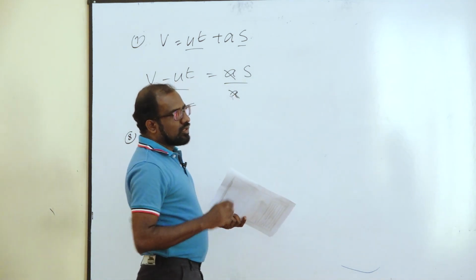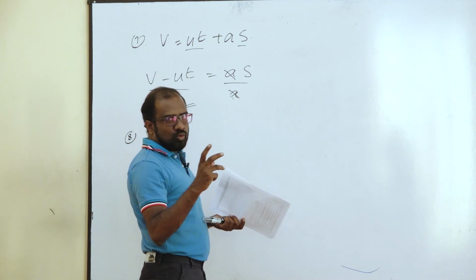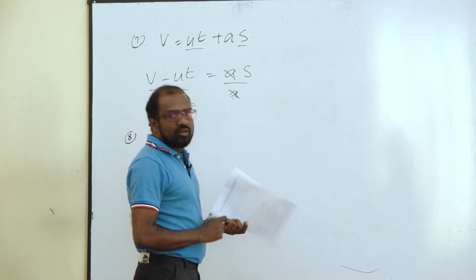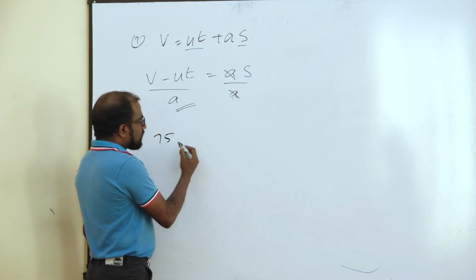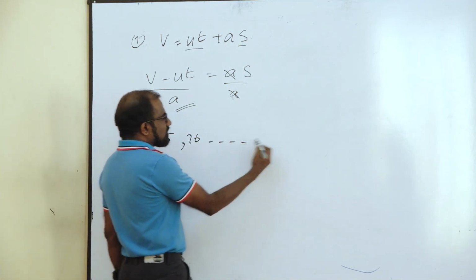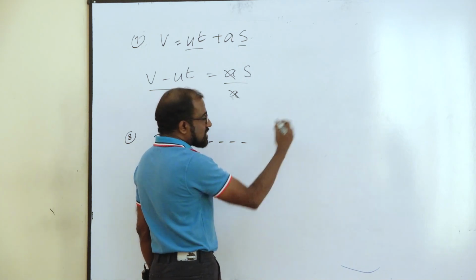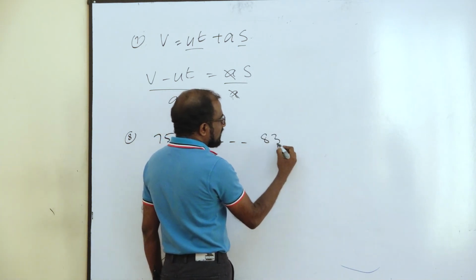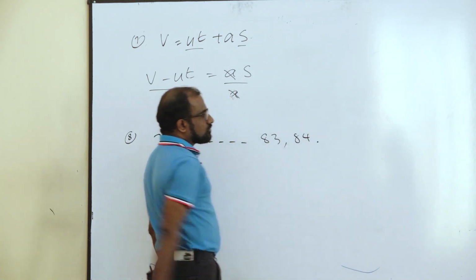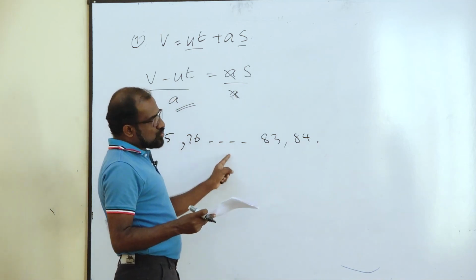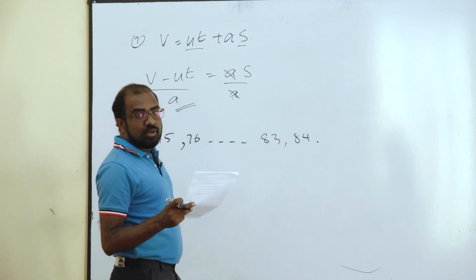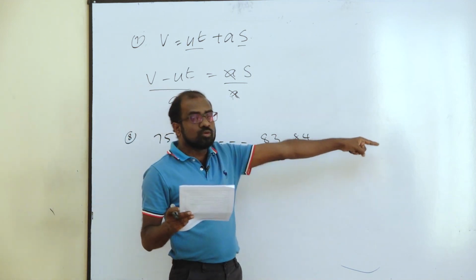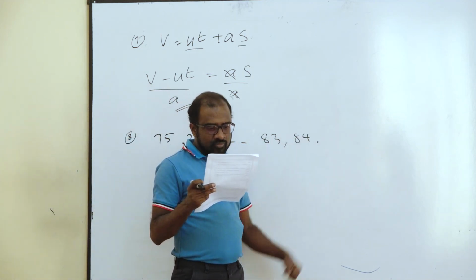What are the numbers that round off to 80 when you round off to the nearest multiple of 10? Starting from 75: 75, 76, 77, 78, 79. Then from the other side, 81, 82, 83, 84. Those are the numbers that round off to 80 when you round off to the nearest multiple of 10. 85 rounds off to 90. Right.